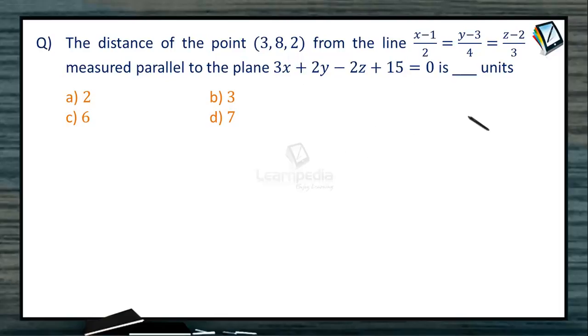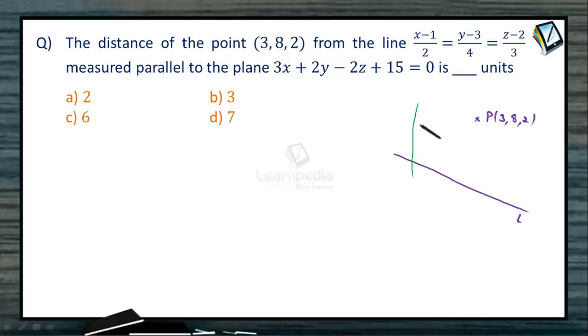If you analyze the data, from a point P whose coordinates are given as (3, 8, 2), we need the distance to a line. The line equation is also given: (x − 1)/2 = (y − 3)/4 = (z − 2)/3. But this is not the perpendicular distance that we are required to find. What is the distance required? The distance must be measured parallel to a given plane.